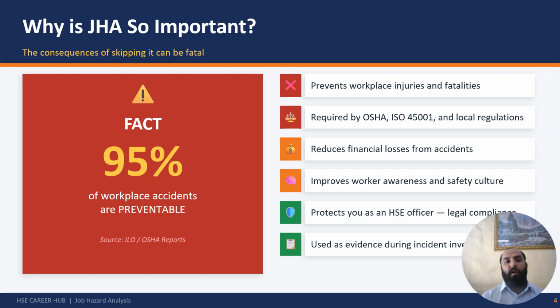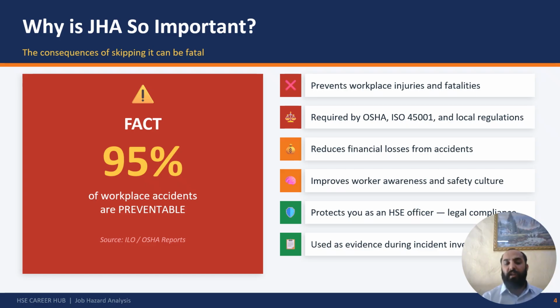So, why is JHA important? Okay, I want to share a number with you, and I need you to really hear this. 95%. 95% of workplace accidents are preventable. That's not my opinion. That's from the International Labour Organization, ILO. Almost every accident that has ever killed or injured a worker on a job site could have been stopped.